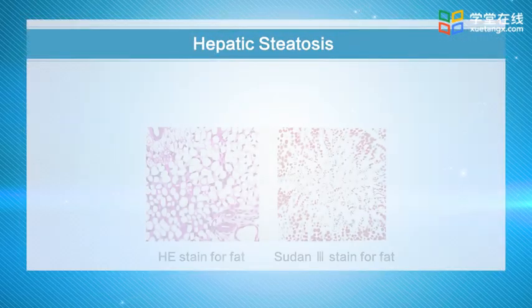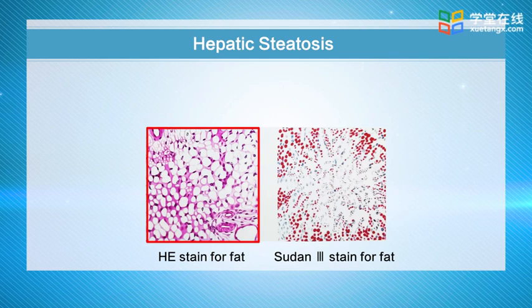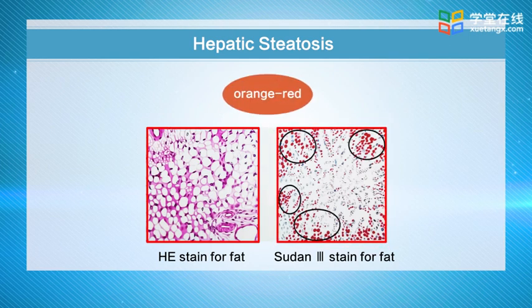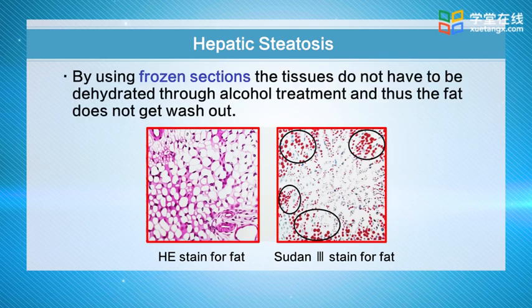This schematic diagram shows H&E stain and Sudan 3 stain for fat. The lipids are orange red in color. By using frozen sections, the tissues do not have to be dehydrated through alcohol treatment, and thus the fat does not get washed out.